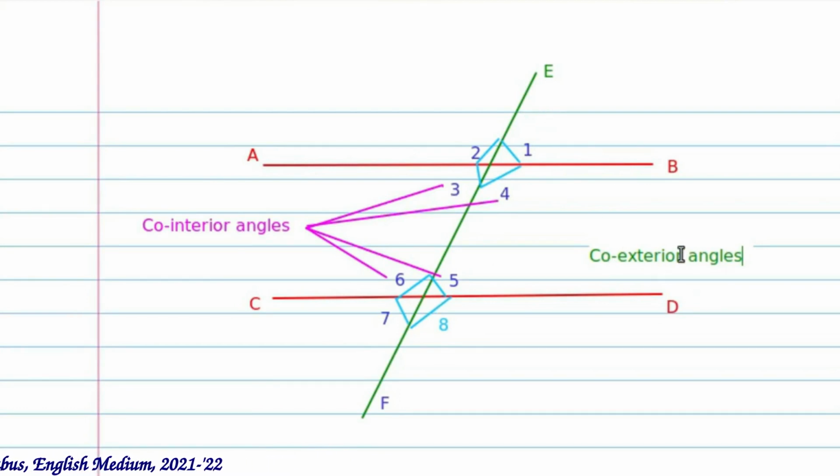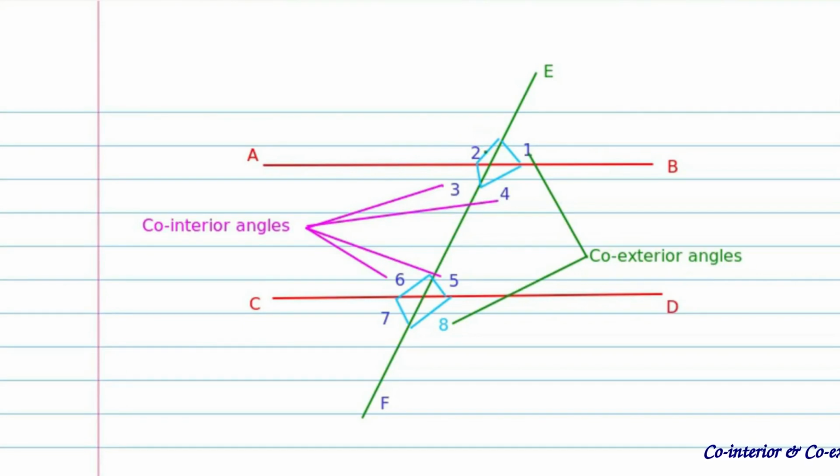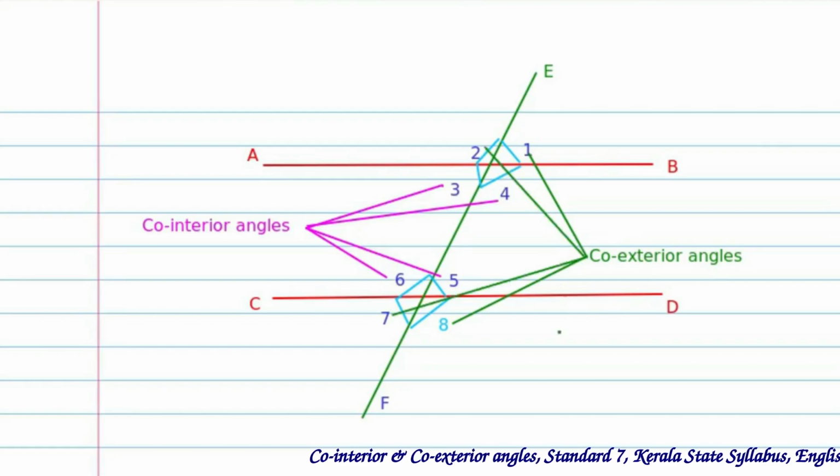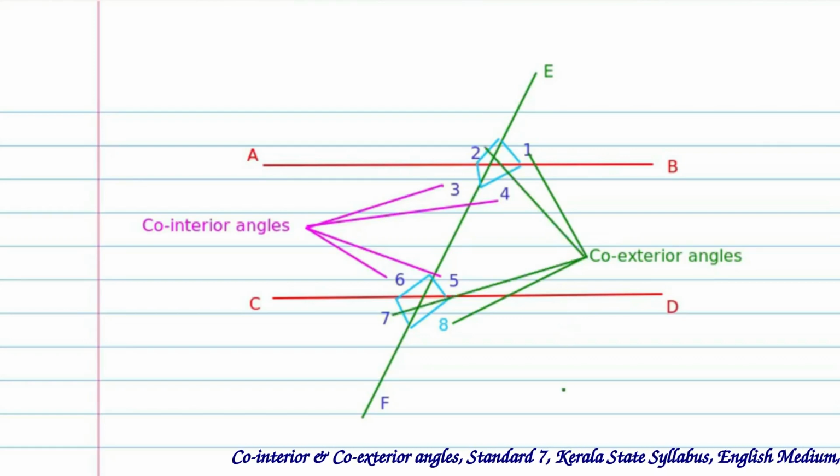This one and this one, these two are co-exterior angles, and on the left side the co-exterior angles are these, 2 and 7. Angle 2 and angle 7 are co-exterior angles. I think this is clear.